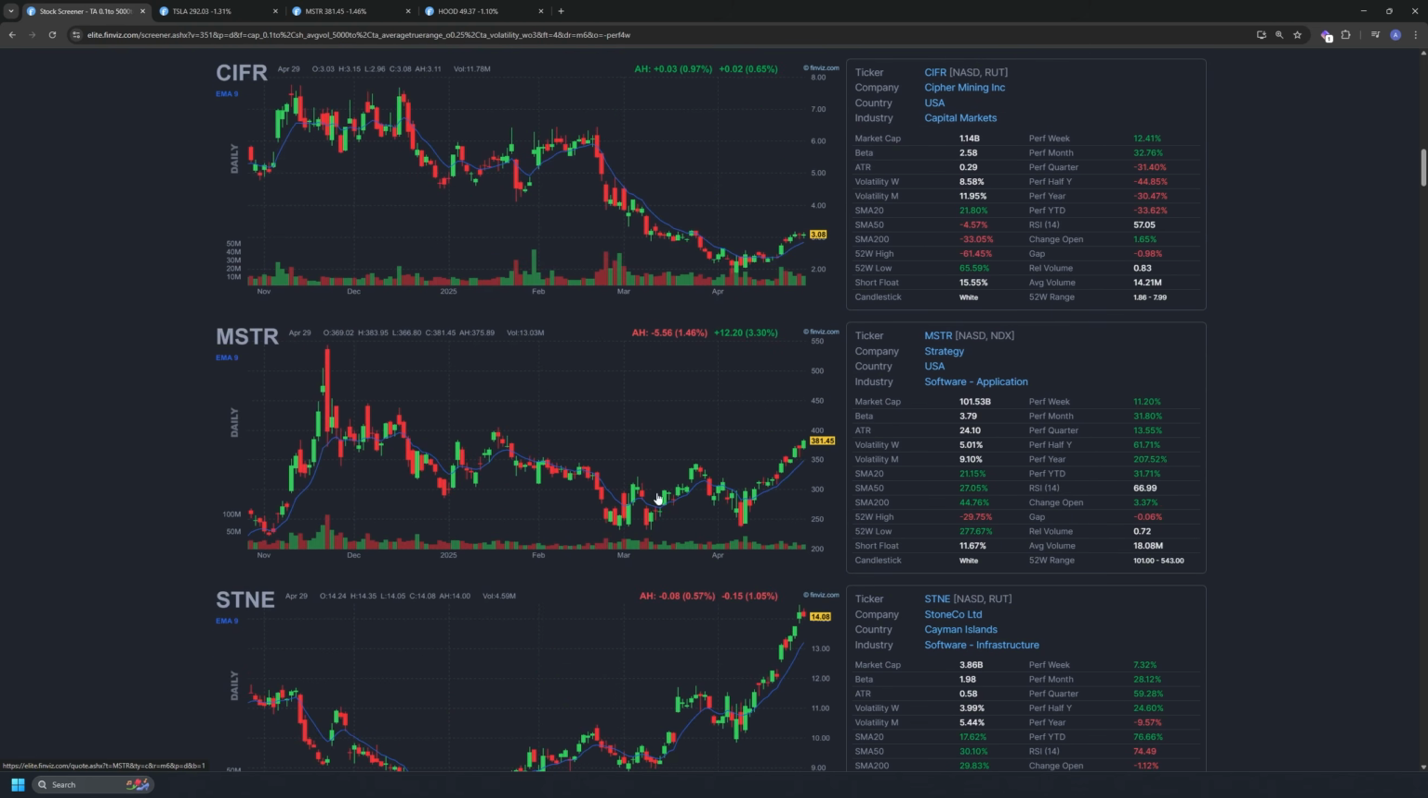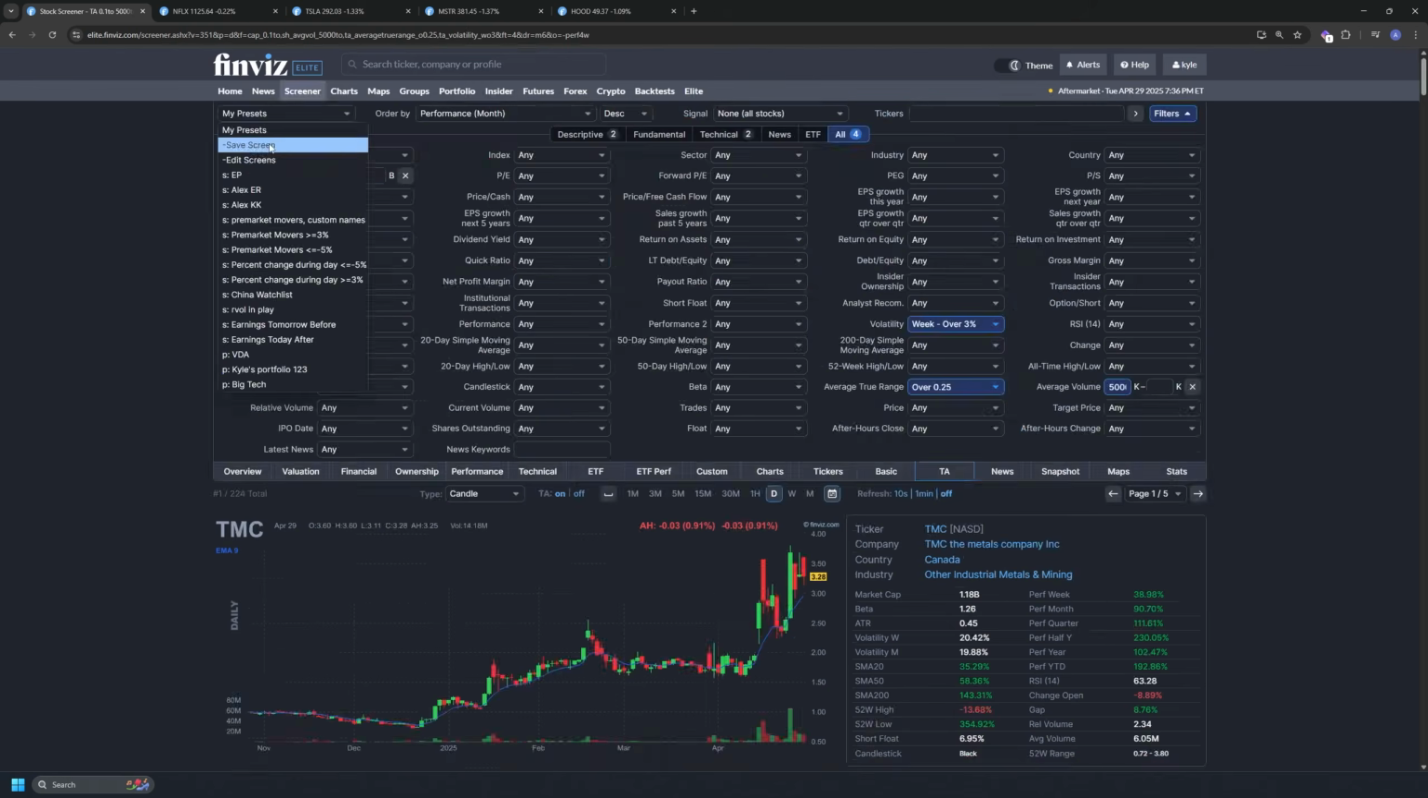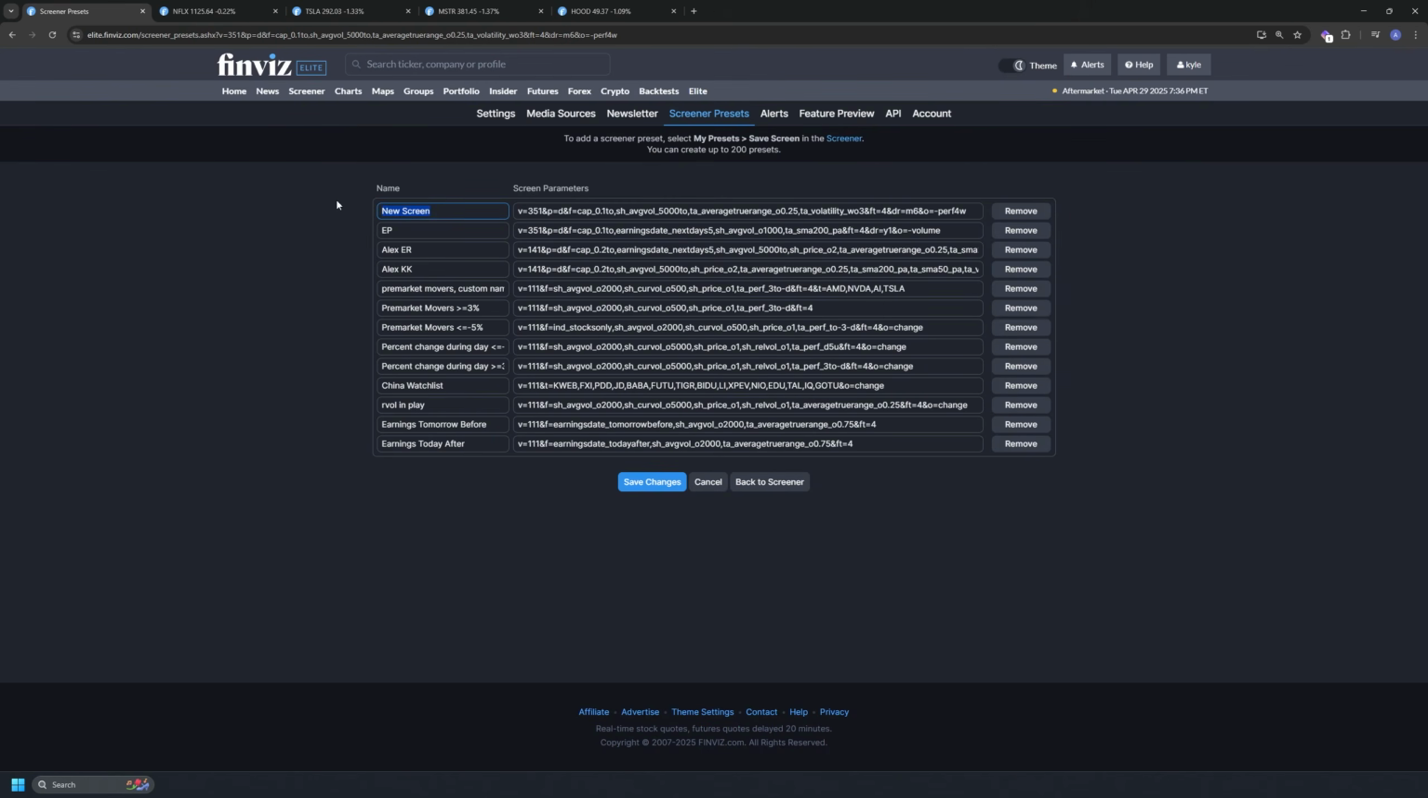PLTR, we talked about it. And then over here, we have MSTR. It's been consolidating for quite a while and it's a leader in the market. So maybe above this 450 or even that 400. So we're going to save this one because this is just going to be our breakout.